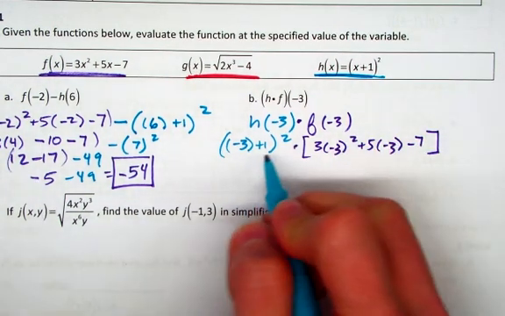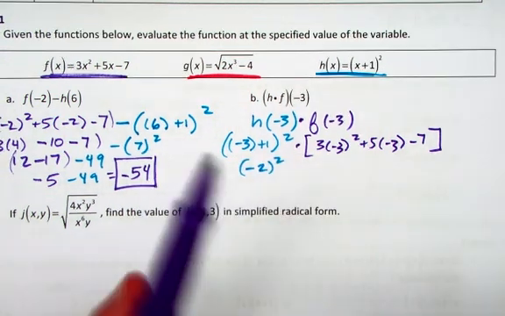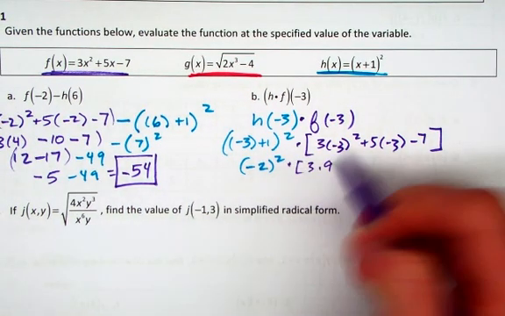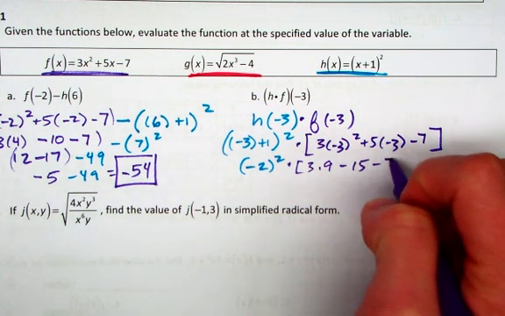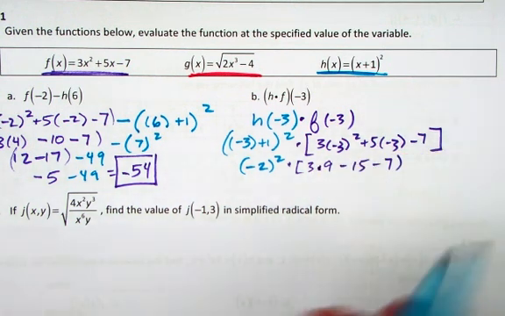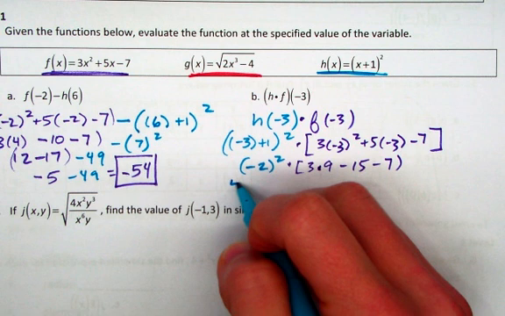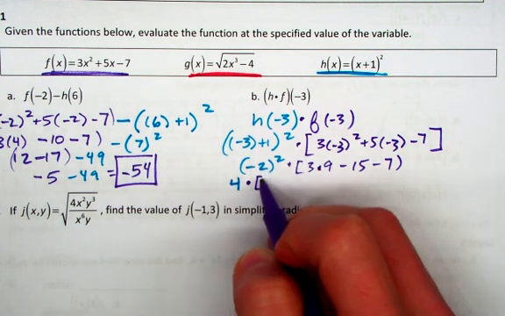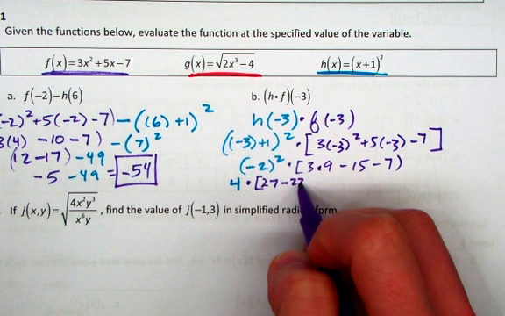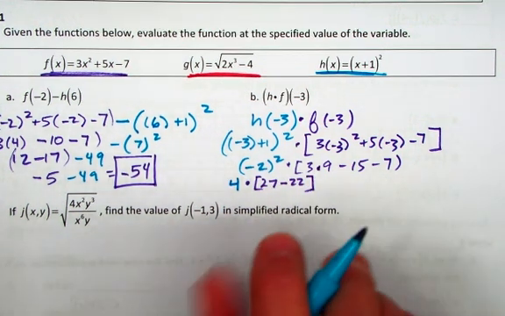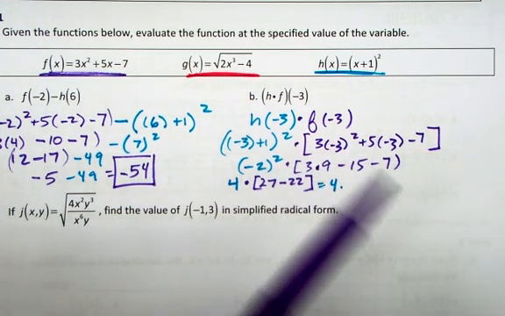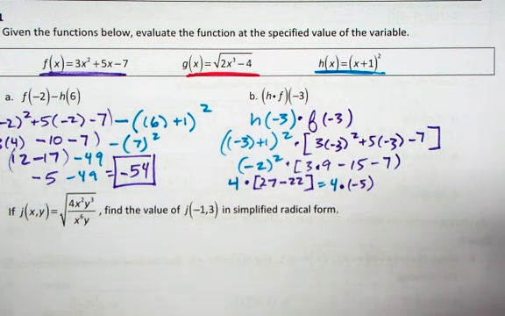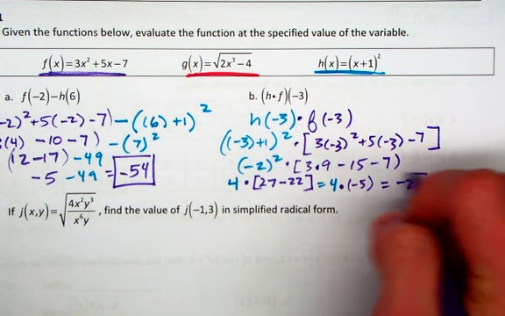So negative 3 plus 1 is negative 2 quantity squared times, this becomes 3 times 9 minus 15 minus 7. So this is positive 4 times, that's 27 minus 22, which equals 4 times negative 5. And so then I get negative 20.